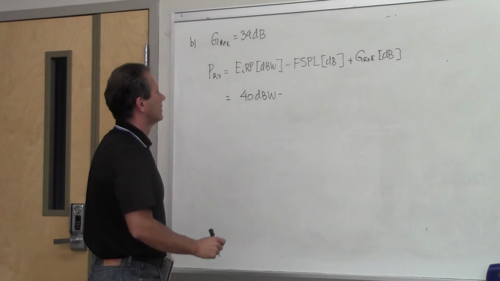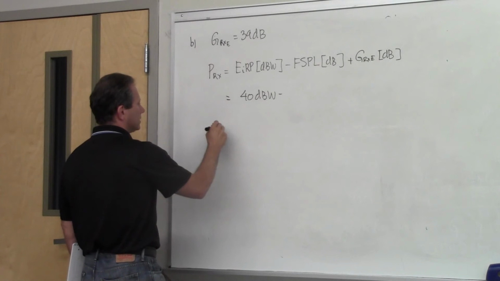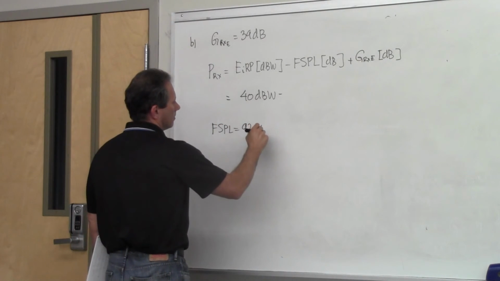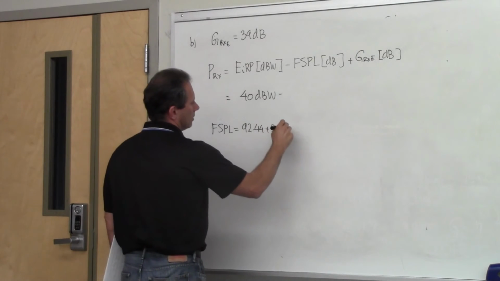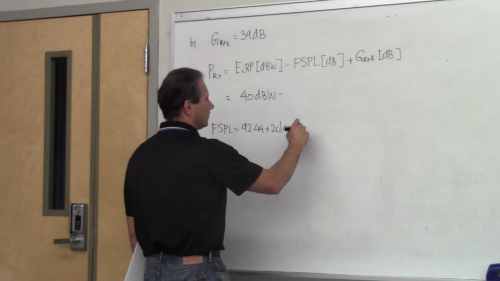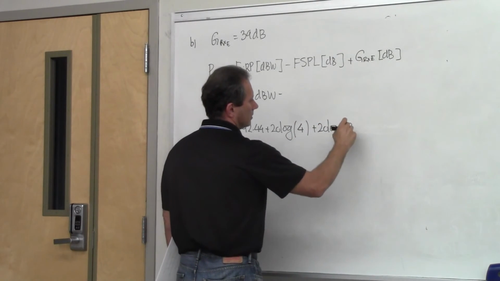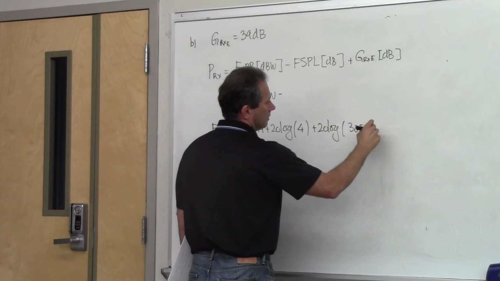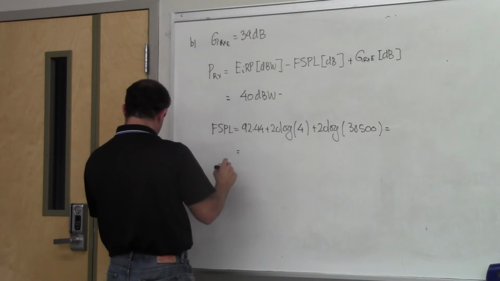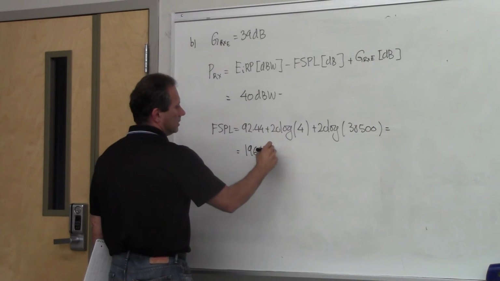I guess I need to calculate that one first. So free space path loss in this case is 92.44 plus 20 log of the frequency, 4 gigahertz, plus 20 log of 38.5 kilometers. So this ends up being 196.19 dB.